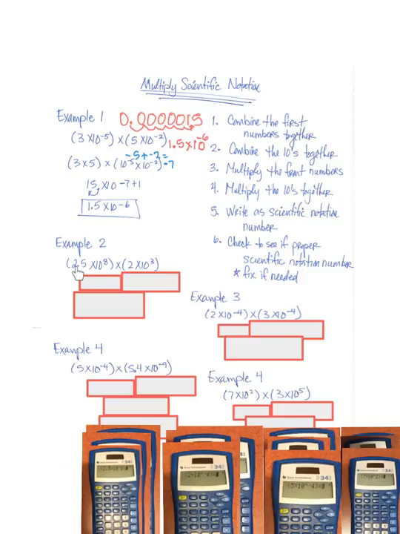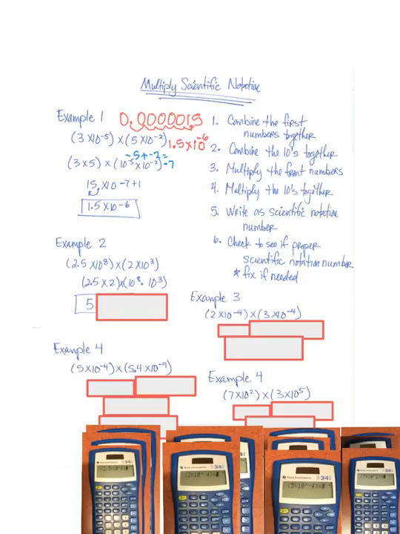Example number 2 is we have 2.5 times 10 to the 8th times 2 times 10 to the 3rd. Again, we want to combine our front numbers together. So we have 2.5 times 2. And then we want to put our 10s together. We have 10 to the 8th times 10 to the 3rd. We want to multiply the 2.5 times 2, and so we're going to get 5.